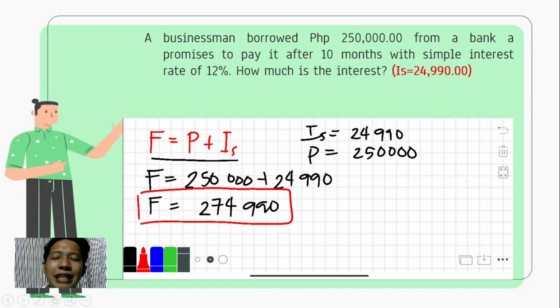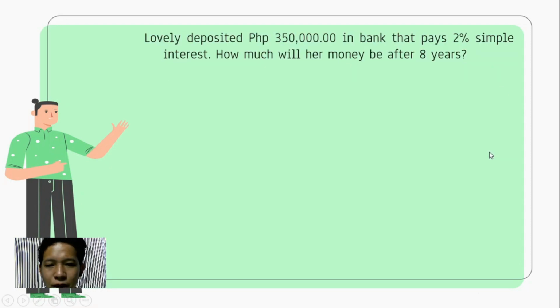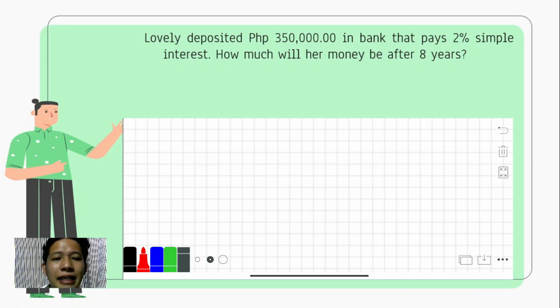But what if hindi natin alam yung amount ng simple interest natin? Okay? Pero, ang pinapahanap sa atin ay yung maturity value na. So, let us have this example. Suppose Lovely deposited 300,000 pesos in a bank that pays 2% simple interest. How much will her money be after 8 years? So, dun sa tanong na how much will her money be after 8 years, magkano yung magiging pera niya after 8 years. So, ibig sabihin, ang tinatanong natin dito is yung maturity value. So, yung principal mo na 350,000, kasama yung interest na ibabayad ng bangko sa'yo. So, yun po yung tinatanong after 8 years.